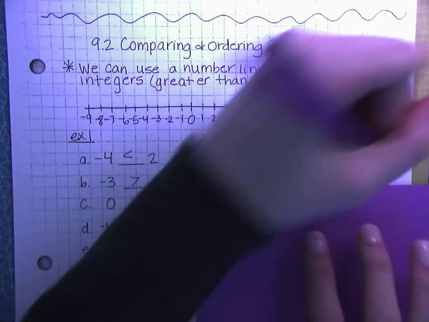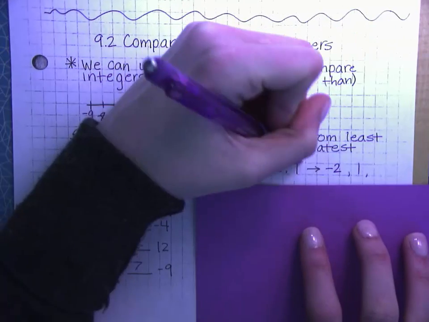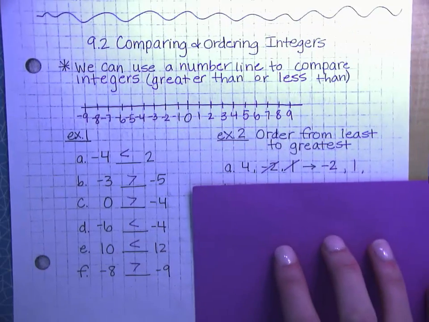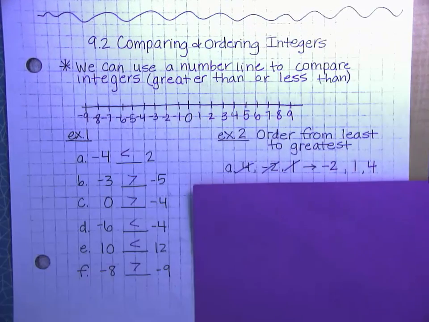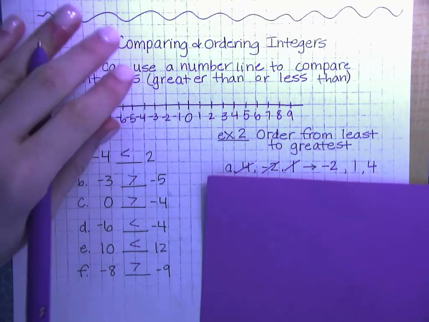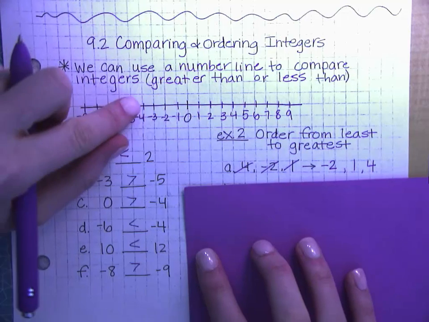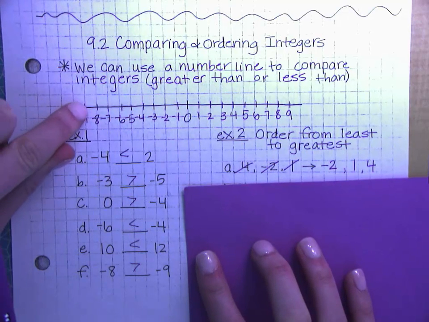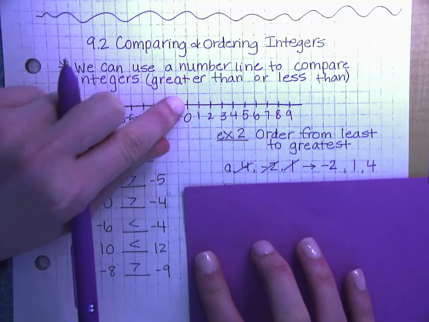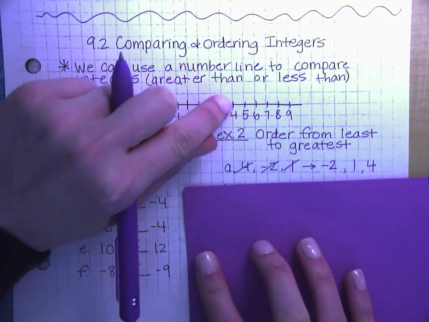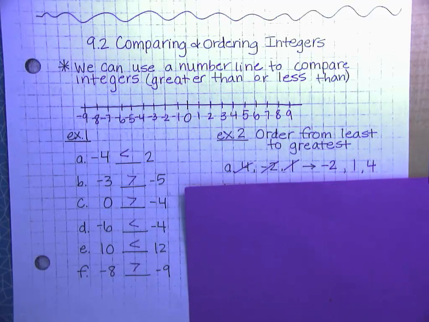1. And then what's going to be the greatest number? 4. Okay, so from least to greatest, we would go -2, then 1, then 4. If we were to look at our number line, we could check. As we go from left to right, that should be the order we hit these numbers. So there's -2, 1, and 4. So we did that right.